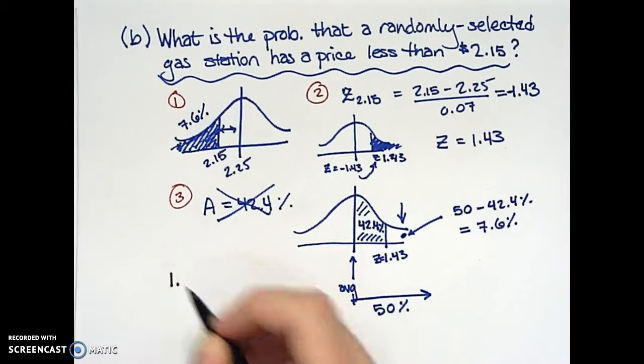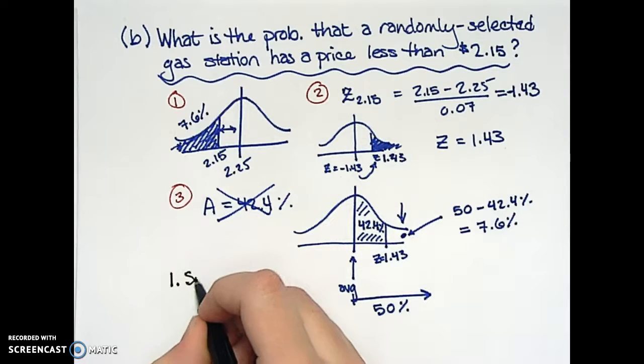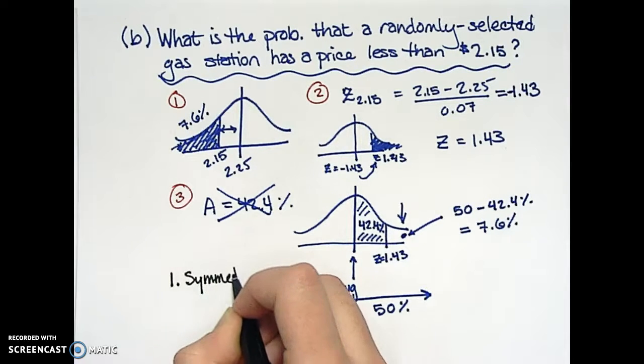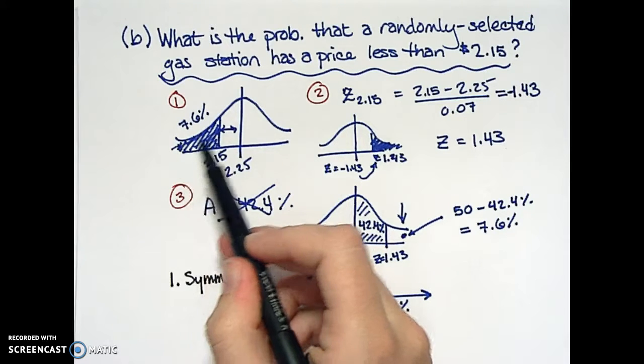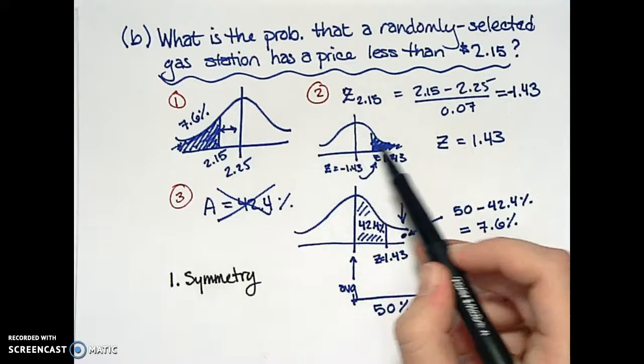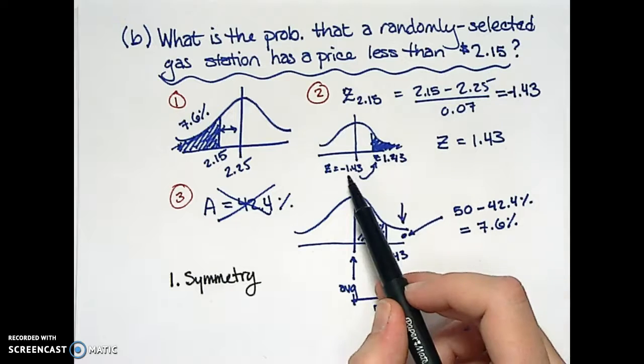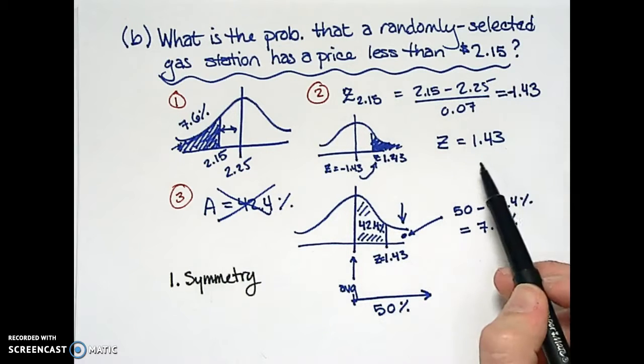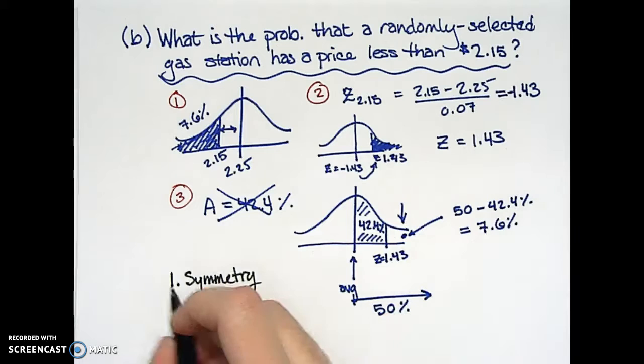The first concept that we included was the idea of symmetry. Sometimes we want areas on the left-hand side of the curve, but our chart only gives us stuff on the right-hand side. So even if you get a negative z-score, it's okay. Just make it positive. It'll be fine because of symmetry.